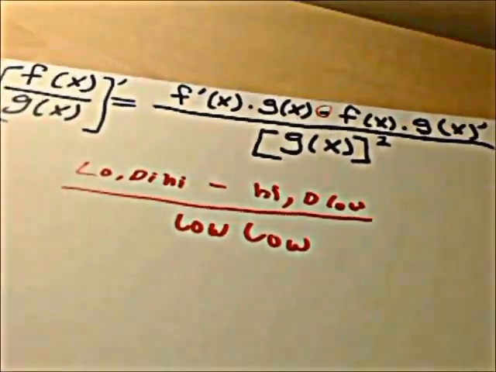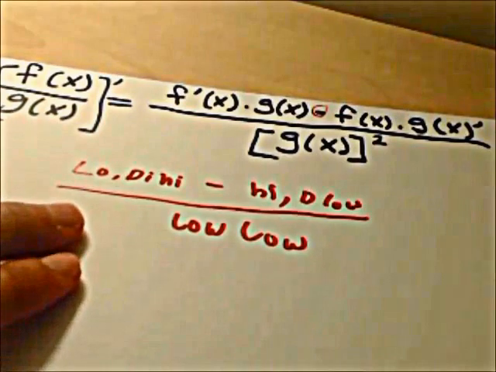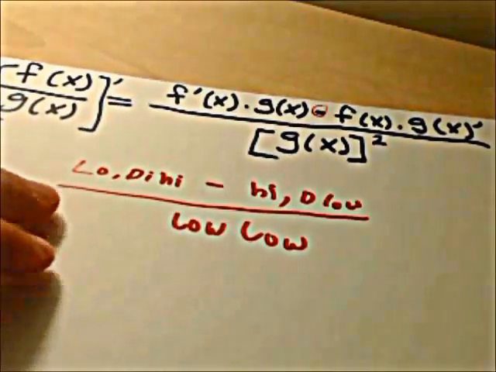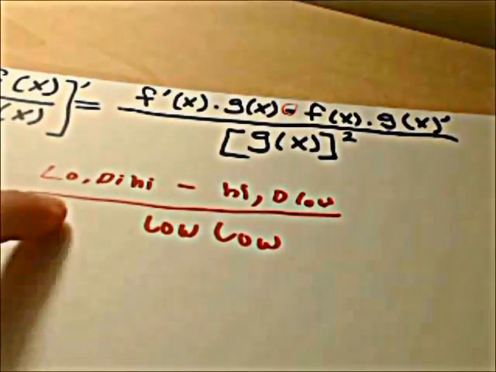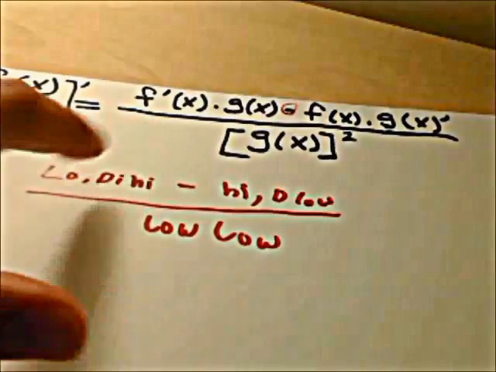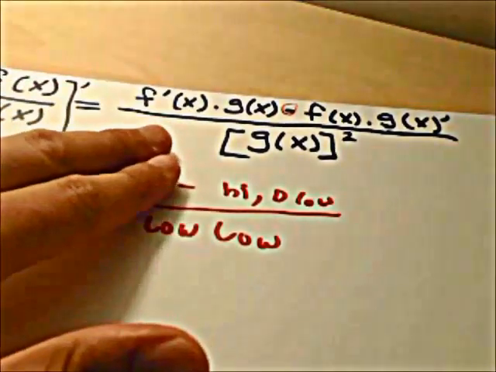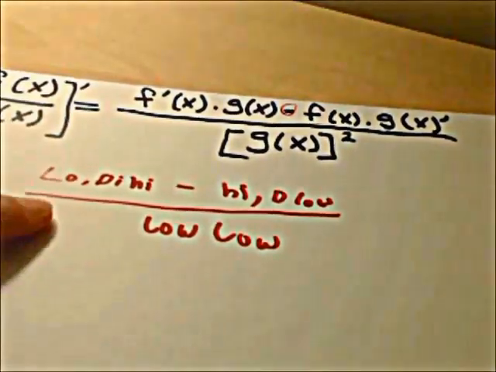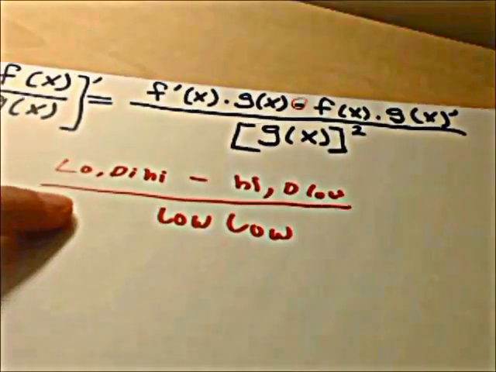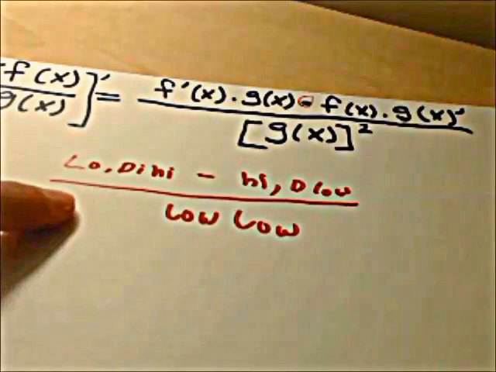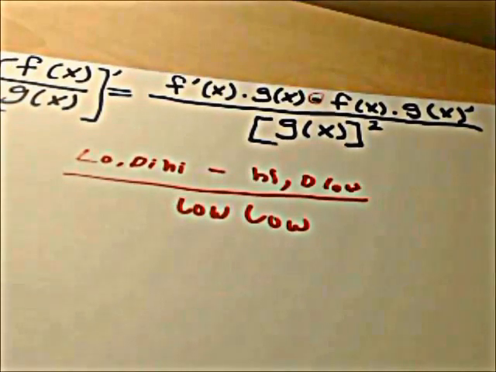If you find it hard to memorize this, just sing this song: low D high minus high D low over low low. Actually, I kind of like it, but to be honest, I didn't memorize that much because I used to do a lot of these, so it was stuck in my head already. But after I learned this song, it was funny, and I liked it, and you can use it to memorize it. It's up to you.